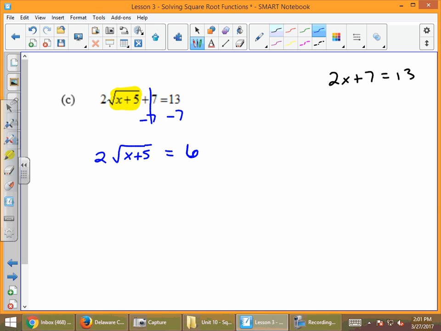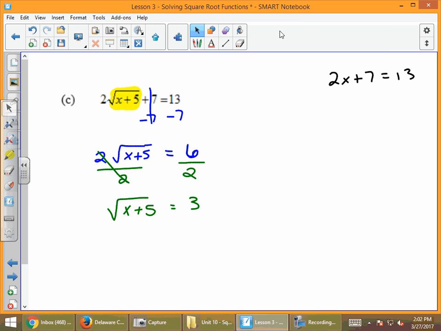And 13 minus 7 is 6. Now, what do we need to do with that 2? Divide. And 6 divided by 2 is 3. Okay. Again, whatever you're adding or subtracting on the outside of your radical, move over first, then divide the number, if there's a number out front. Just like the same order you would do in solving a normal equation.